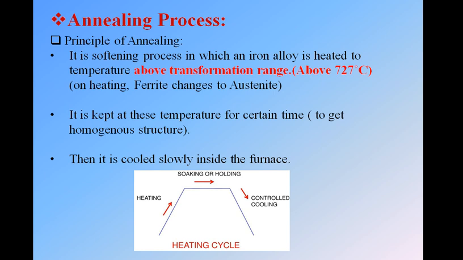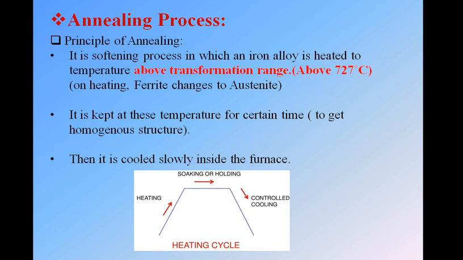Here we have the slide: the first point, annealing process, and its principle. In the very first line it is written that it is a softening process. Here we soften the hard material, because a very hard material is brittle and we cannot have good machinability on it, as it may have cracks, and that crack propagates and leads to failure. So we soften the hard material so that we can use it in industries.